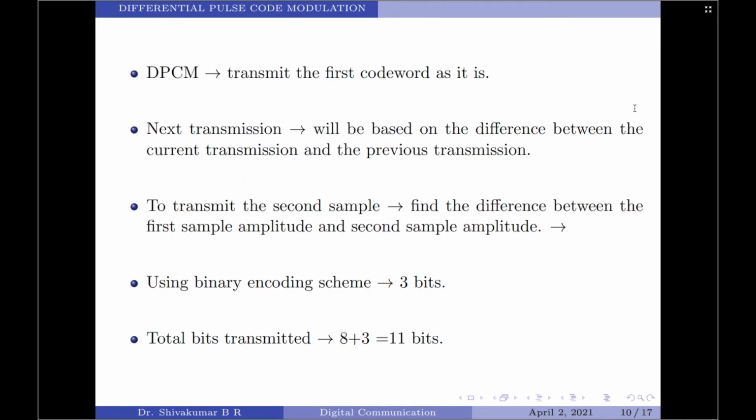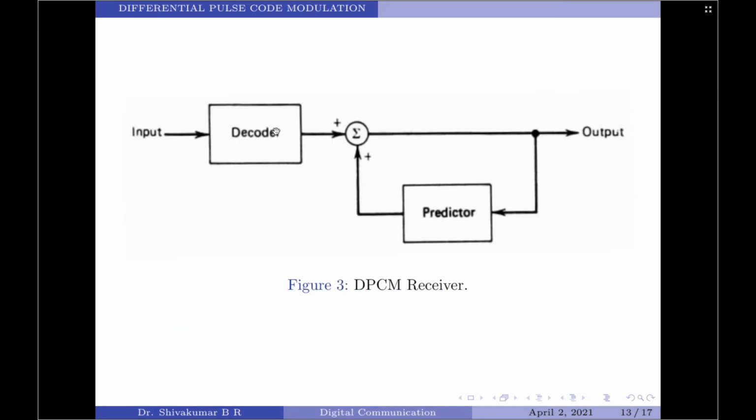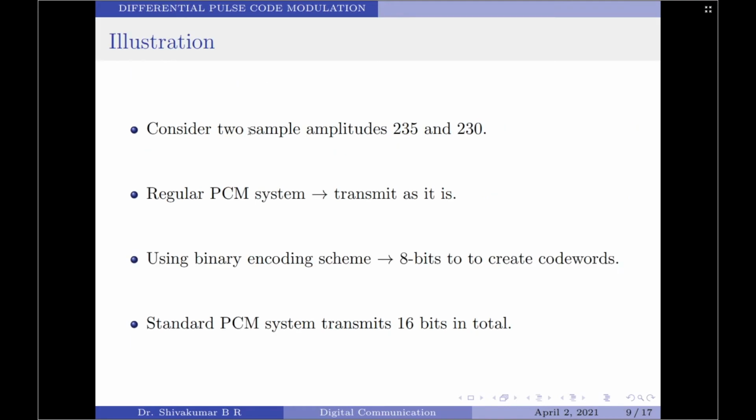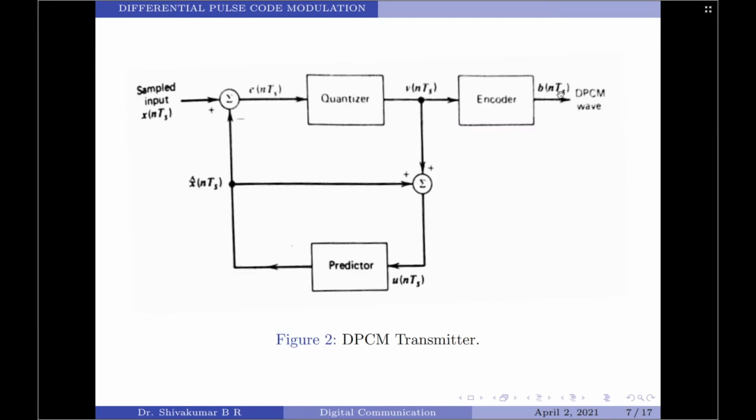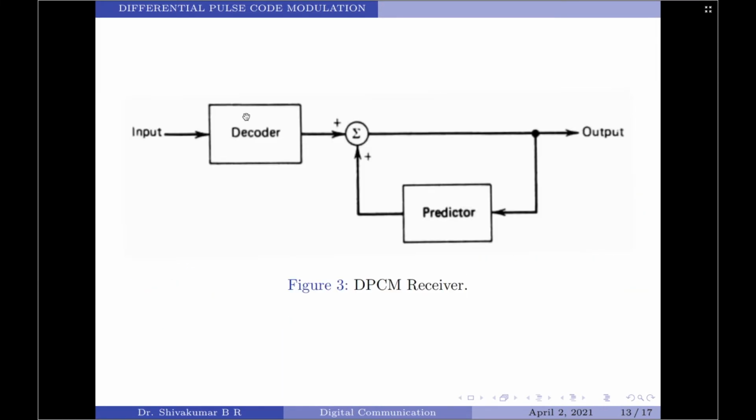Let us now move on to the DPCM receiver. The DPCM receiver consists of a decoder at the input to reconstruct the quantized error signal, which is v of nTs. Please note, the input of the decoder is the transmitted output, assuming the channel noise is absolutely 0. So, this will be the input of the decoder, and assuming proper decoding, the output of the decoder will be the quantized error signal, which is v of nTs. Let us come back to the diagram, and you can assume here this as the DPCM waveform, and this is v of nTs.